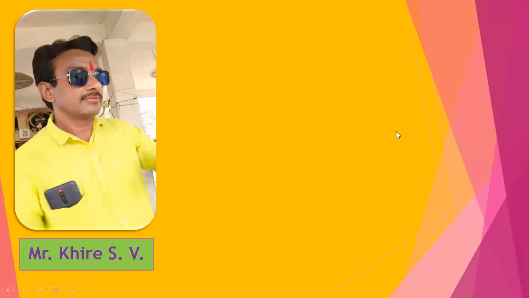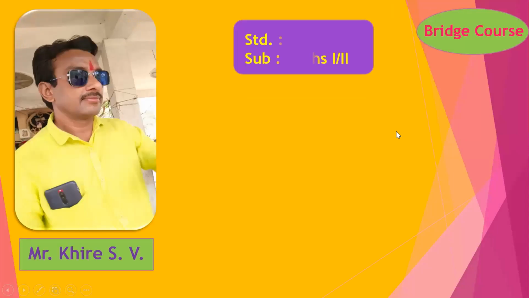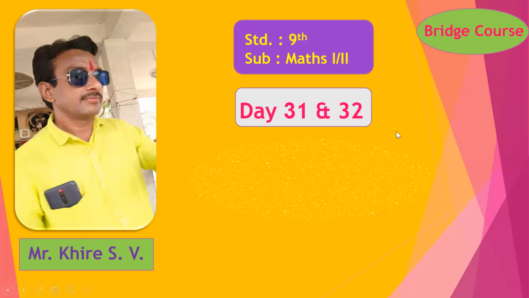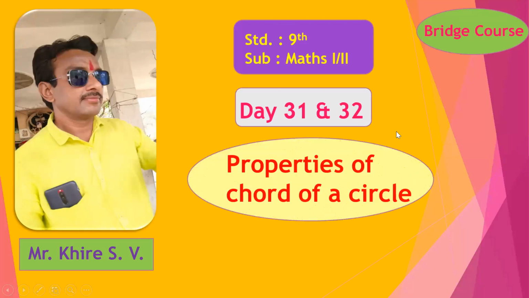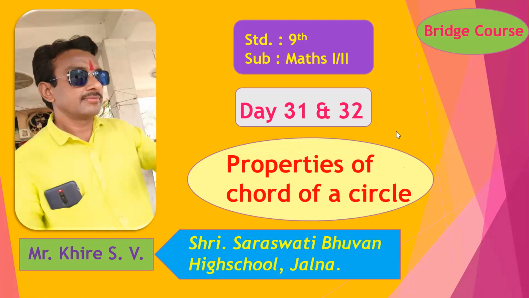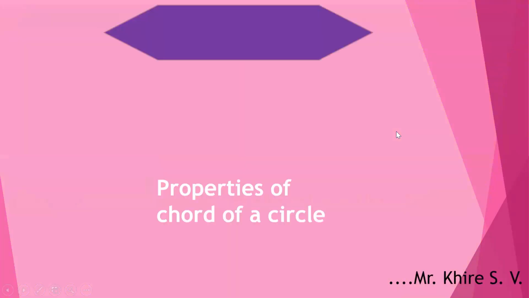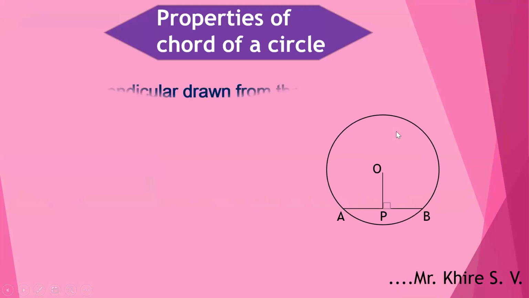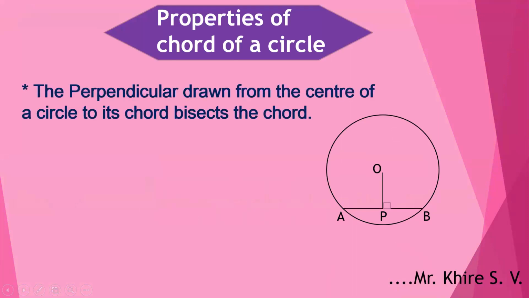So welcome to all of you in my class. Today we are going to learn bridge course of standard 9 subject maths 1 2 for day 31 and 32. Topic is properties of chord of a circle. Figure is given and a theorem is given.